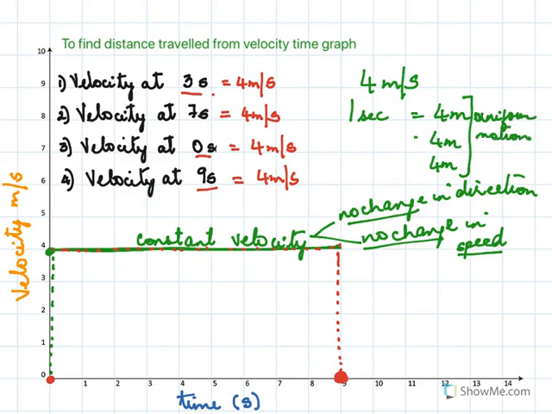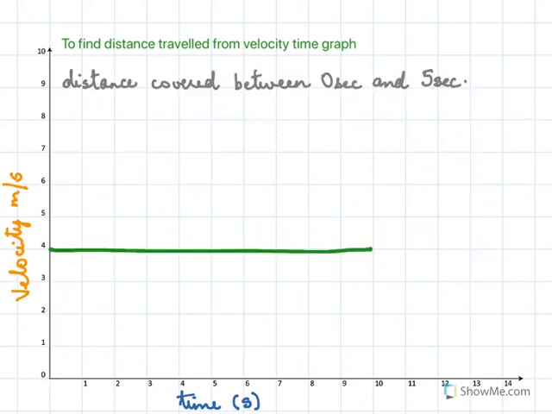Now from the same graph, we are now going to learn how to find the distance covered by the object. So here's a question. Find the distance covered between 0 second and 5 second. So this is what you do. First you mark the 0 second. So here is 0 second. And then we need to do 0 second to 5 second. Now we need to mark our 5 second. So this is 5 second.